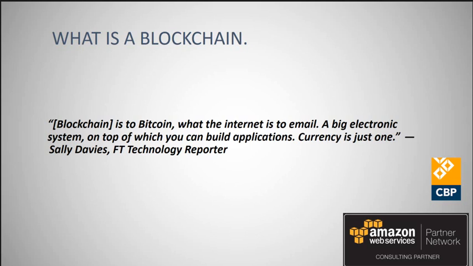Blockchain is to Bitcoin what the internet is to email: a big electronic system on top of which you can build applications. Currency is just one. This quote is courtesy of Sally Davies of FT Technology Reporting, and she summed it up pretty nicely. Blockchain essentially is the platform, and Bitcoin is the currency that runs on the blockchain. If we think of the internet and email, we all understand that the internet is not just email, it's more than that. Email works on top of the internet, which is the platform for email to work.